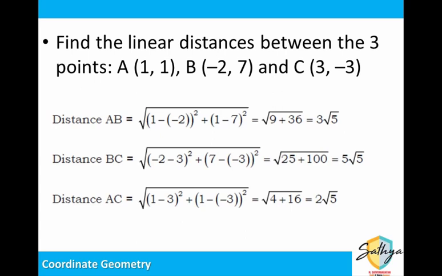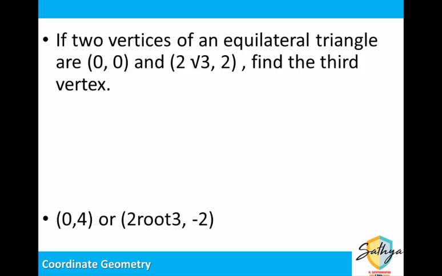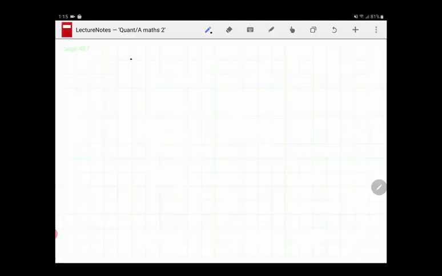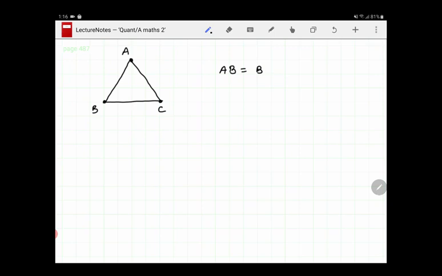Now, let's do an example. It's given that two vertices of an equilateral triangle are (0, 0) and (2 root 3, 2). You have to find the third vertex of this equilateral triangle. We know that an equilateral triangle is a triangle where the length of all the three sides is equal to each other. That means length AB is equal to BC is equal to CA.